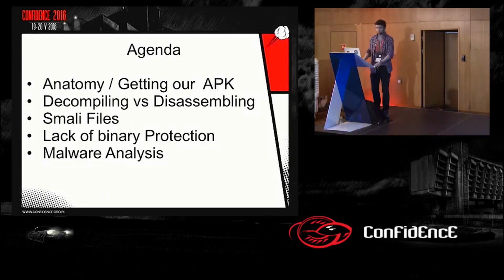So, more or less, the agenda for this presentation is to explain a little bit about what an APK is and the different ways that we can get this APK to start the reverse engineering process. Then explain the difference between compiling the Android application and disassembling it. Then introduce a little bit about what the SMALI files are, and then some techniques about how we can mitigate the lack of binary protection in our application. And then in the last part of the presentation, some malware analysis.